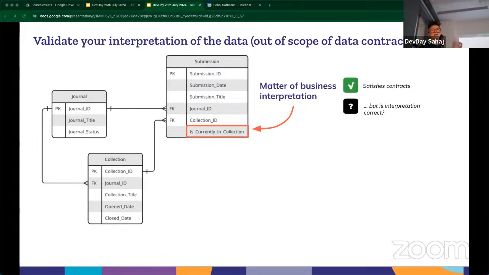Here's a Boolean field. It has no nulls. It's always true or false. But is the interpretation correct? How do you test for that? And what does that actually mean?